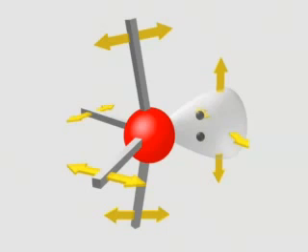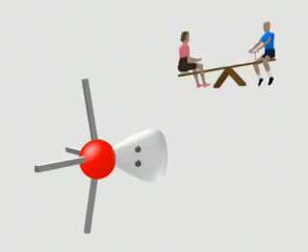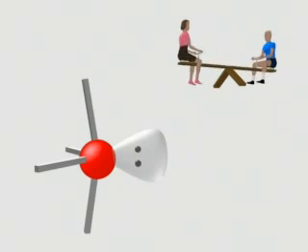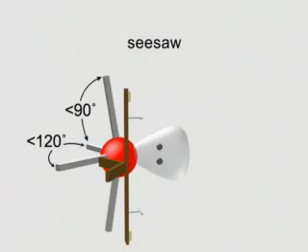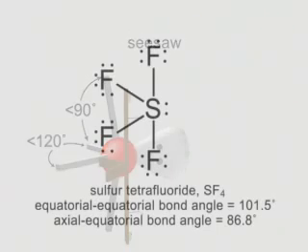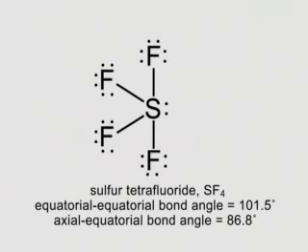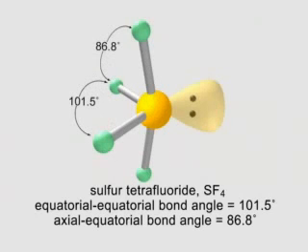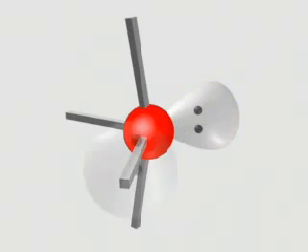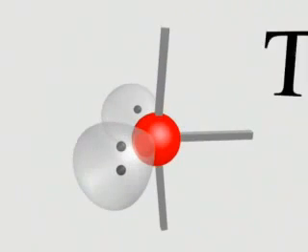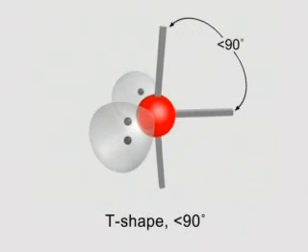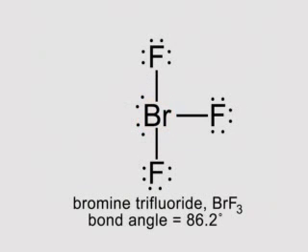As before, lone pair repulsions reduce all other bond angles. With one lone pair, the object has a seesaw shape. Sulfur tetrafluoride is an example. With 2 lone pairs, the object is T-shaped, and the 2 remaining angles are less than the ideal 90 degrees. Bromine trifluoride is a T-shaped molecule.